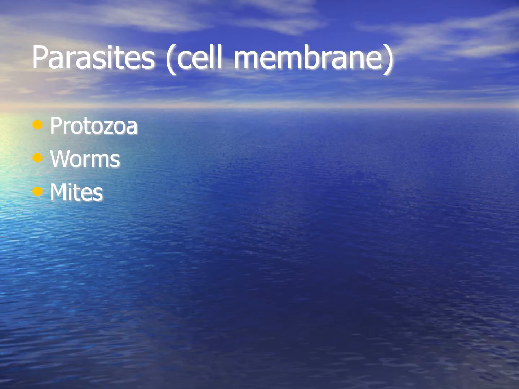So parasites, protozoa are the most common type of parasites. Parasites are just another way of saying a cell membrane or in the animal kingdom. Worms and mites are also technically parasites. HIV patients do get all of these, but we do want to discuss parasites that occur even in people that are not immunosuppressed.